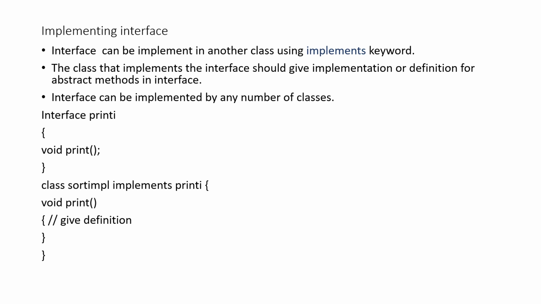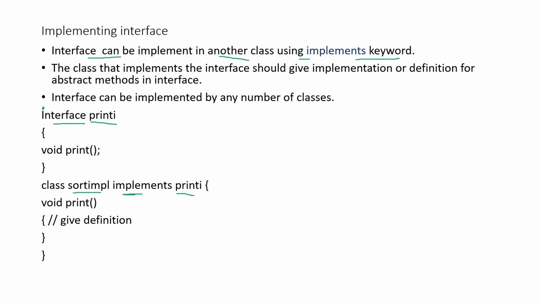Normally, a class can be extended by another class. Likewise, an interface can be implemented in another class using the implements keyword. Here we create an interface PrintI. Another class, SortImpl, implements that interface. To extend a class, we use the keyword extends. Likewise, for an interface, we use the implements keyword.